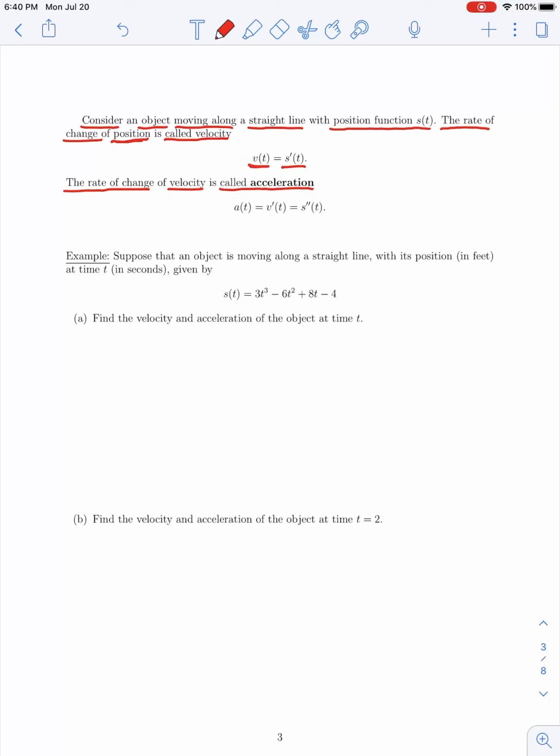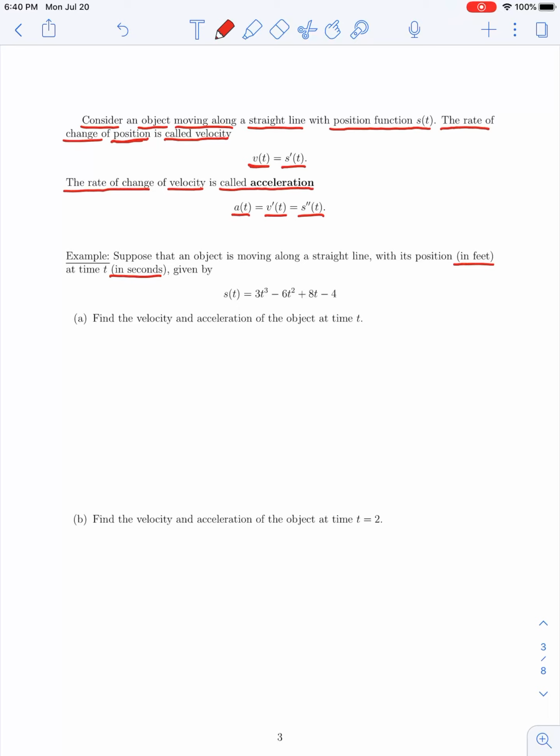So we would define an acceleration function, a of t, as the derivative of velocity, or the second derivative of the position function. So let's consider an example of this. In this next problem, we are supposing that we have some object moving along a straight line, and its position in feet at time t, measured in seconds, is given by the position function s of t.